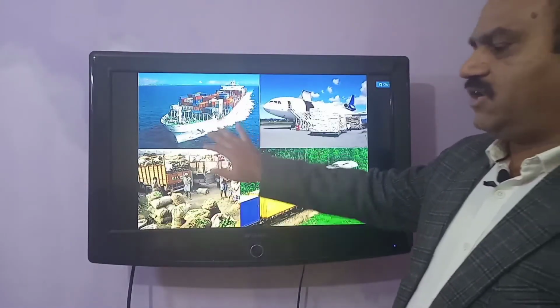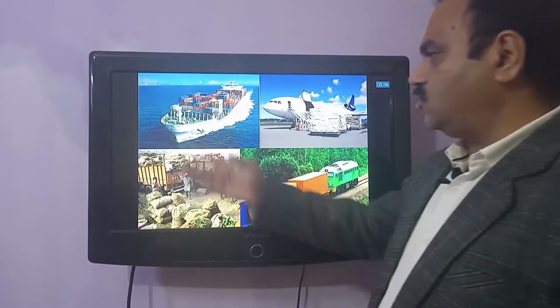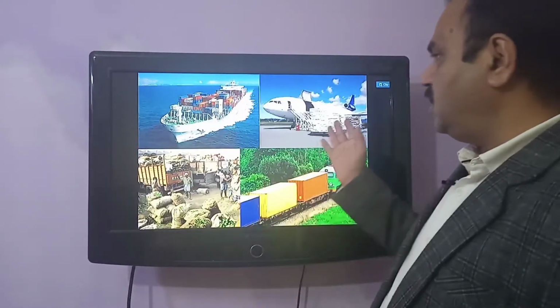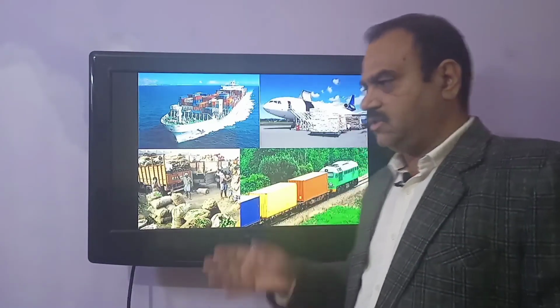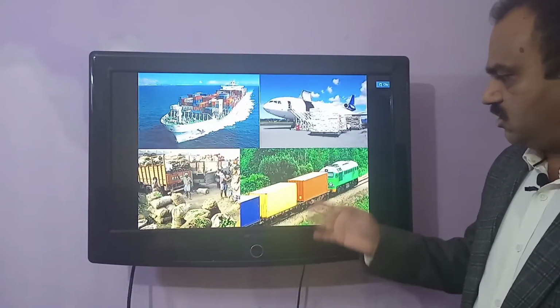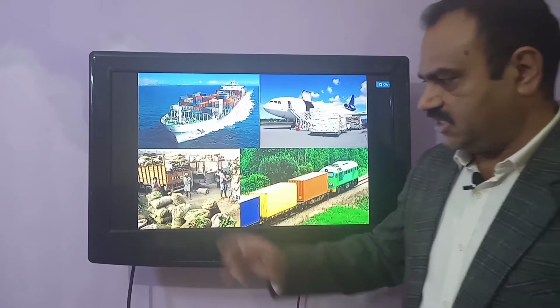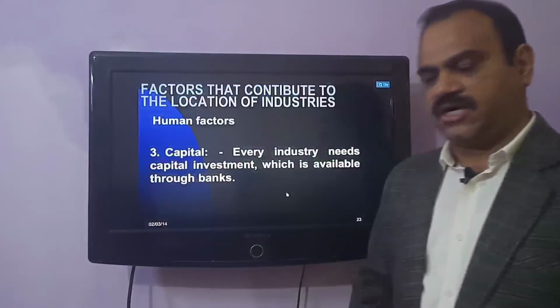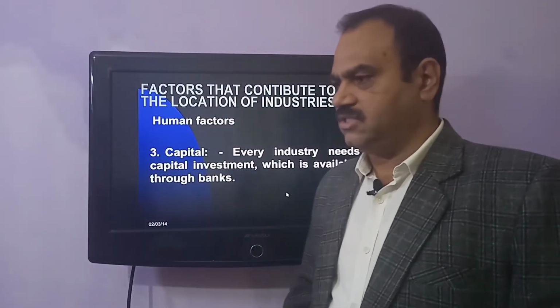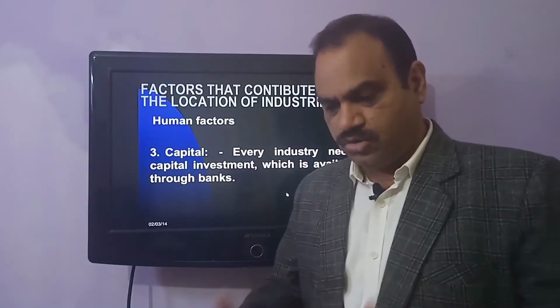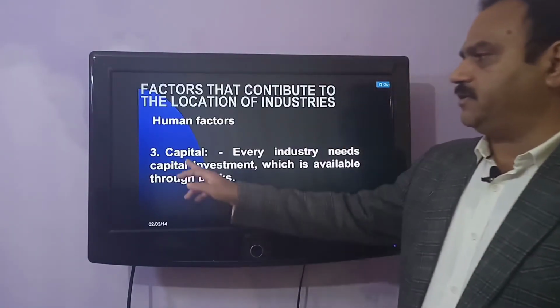Here you see the navigation by ships, where the goods are transported internationally, and air cargo through planes, goods can move from one place to another, from railway network as well as roadways. These transportation mediums play an important role in location of the industries. Where there is good transportation, most of the industries are located at those places.